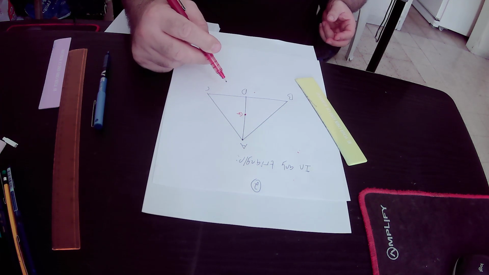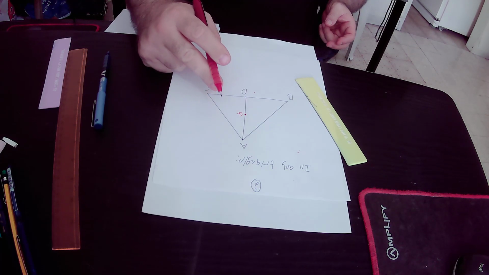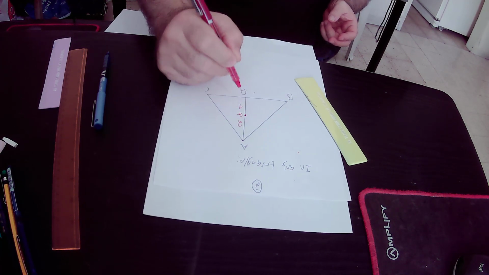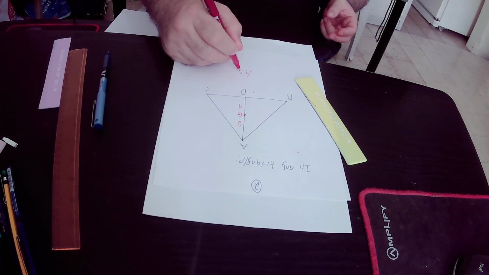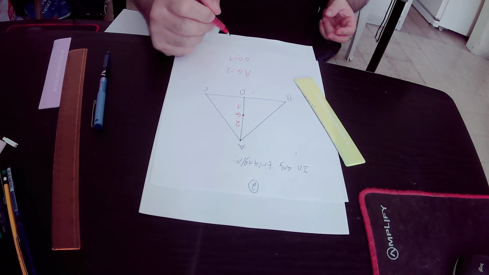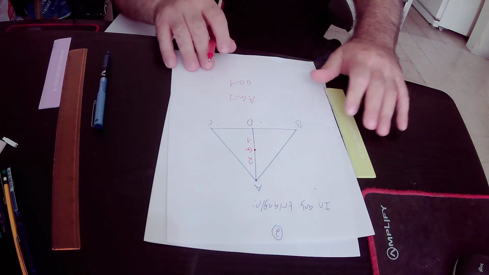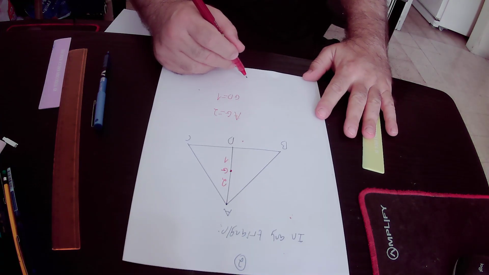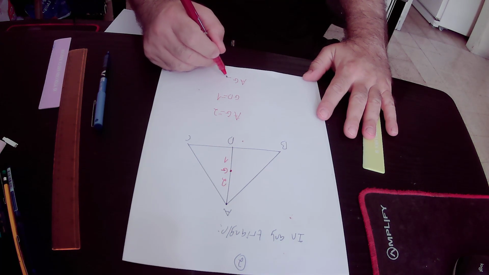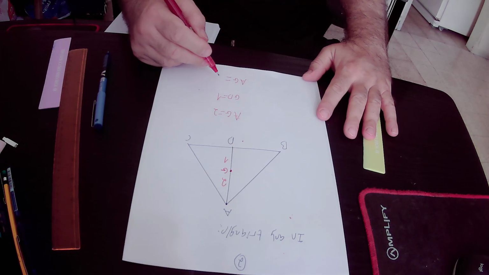Then the centroid G divides the median AD in a ratio of 2 to 1. That is to say, if AG equals 2 units, then GD will be equal to 1 unit. Or in other words, AG is 2 times larger than GD. That is to say, AG equals 2 times GD.